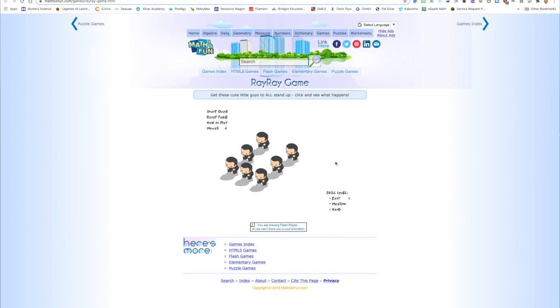When you're done and you beat it, take a screenshot of it and upload it to Seesaw and show me how many moves it took you to beat Ray Ray. Have fun.